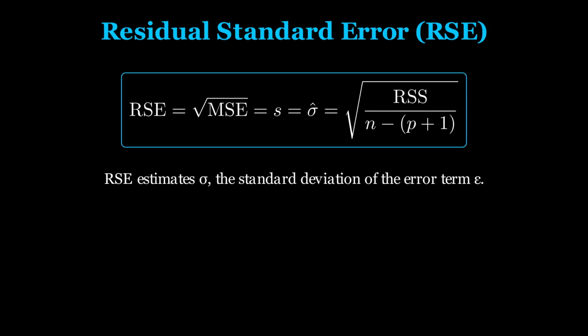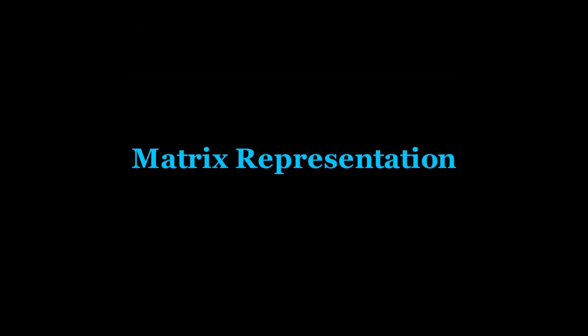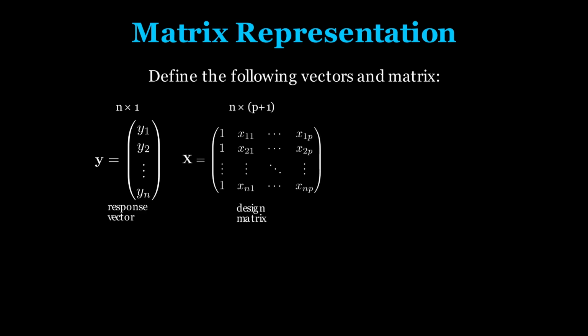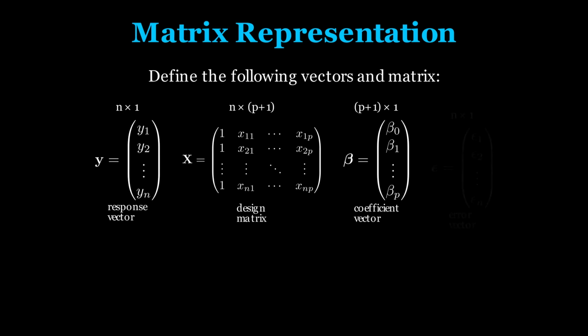It estimates sigma, the standard deviation of the error term. A smaller RSE means the model's predictions are closer to the observed values on average. The multiple linear regression model can be written more compactly using matrix notation, especially when there are many independent variables. We define 4 objects. First, a response vector y, a design matrix x, a coefficient vector beta, and an error vector epsilon. The response vector y is n by 1, containing the n observed values. The design matrix x is n by p plus 1.